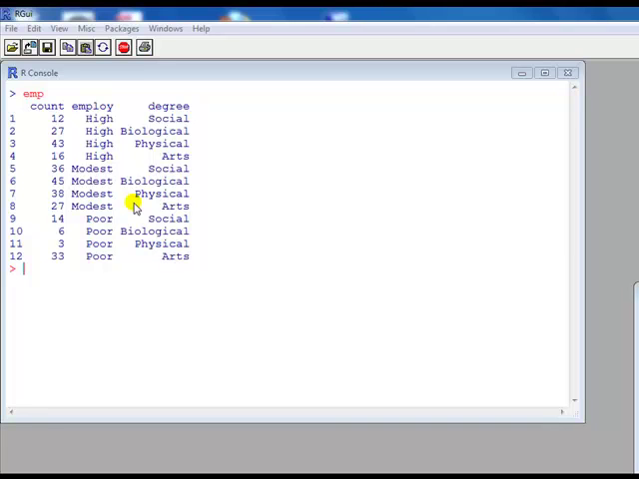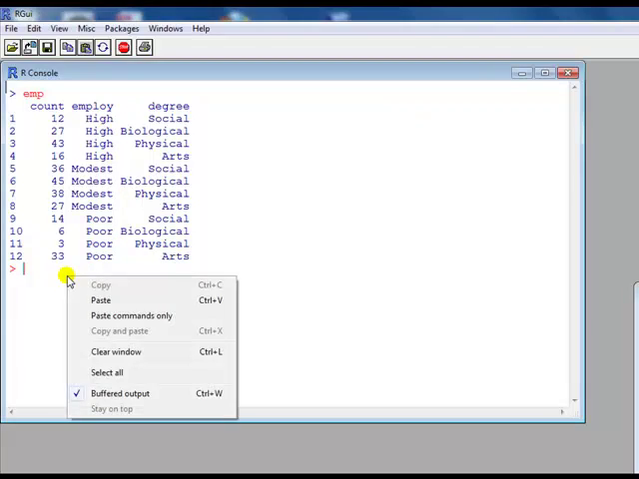The data here has been aggregated, so instead of listing 12 separate rows of high, social, all the way down 12 times and then 27 of those, we've aggregated them. So we've got this counting here. Some of you using other packages like SPSS will be looking at this and not recognizing this, because in SPSS you'd have this 12 times and this combination 27 times and so on.